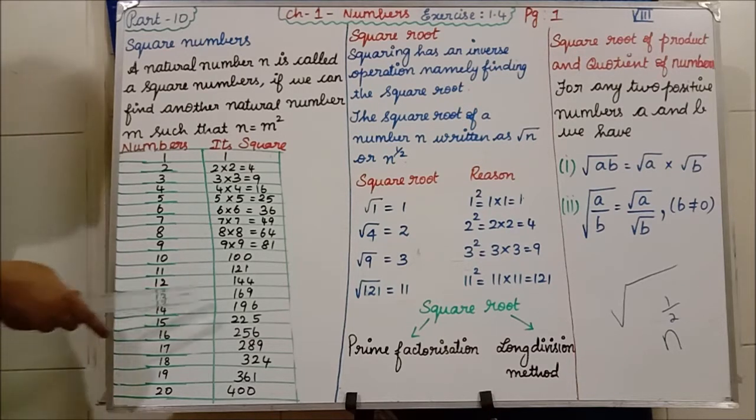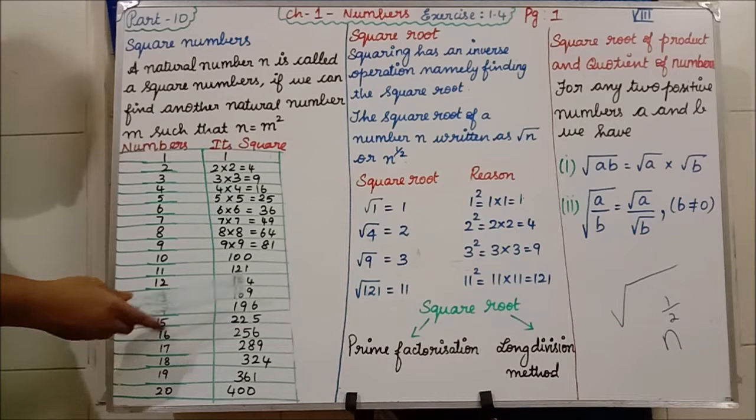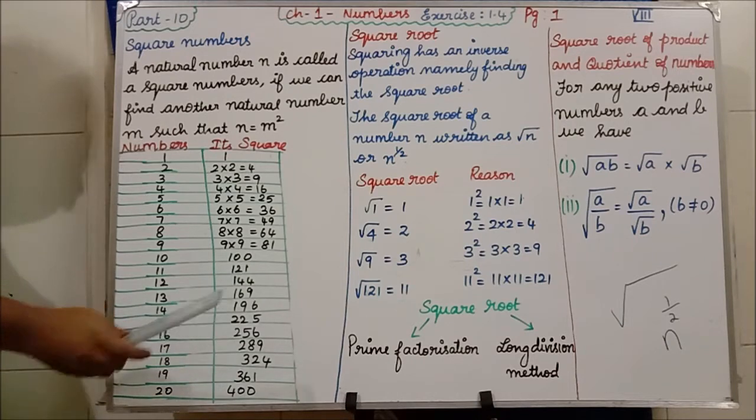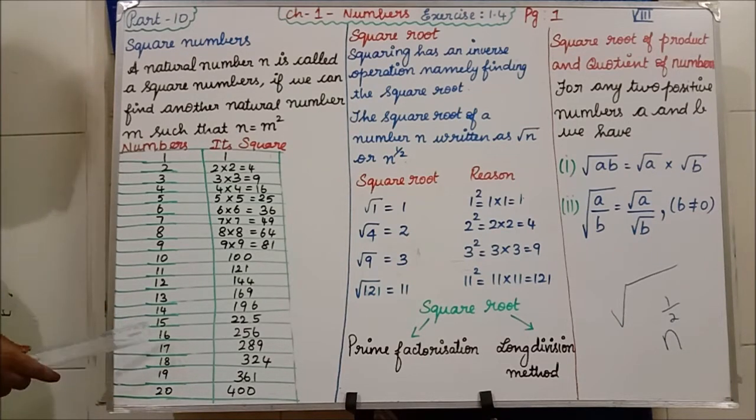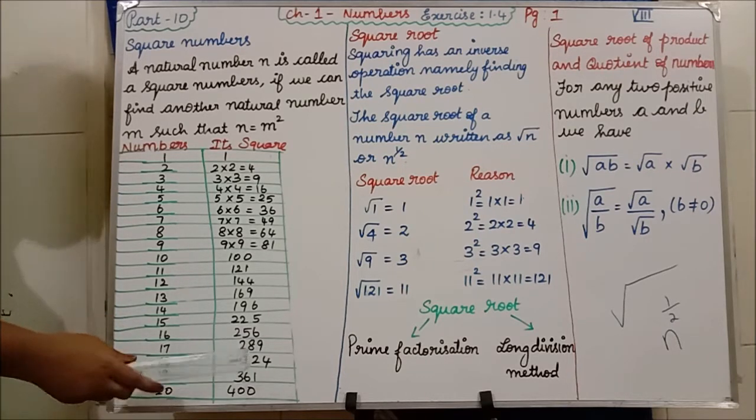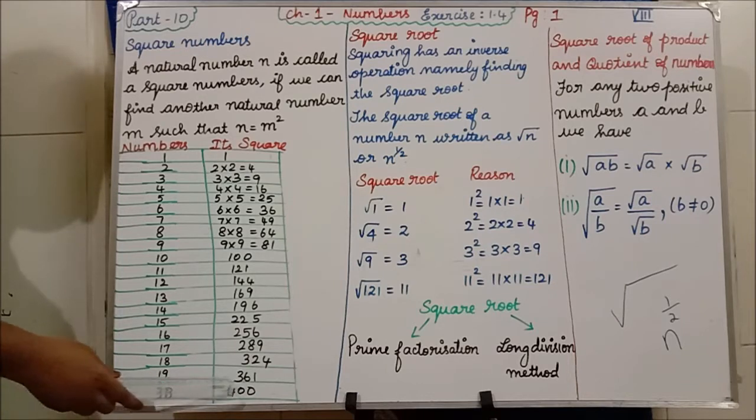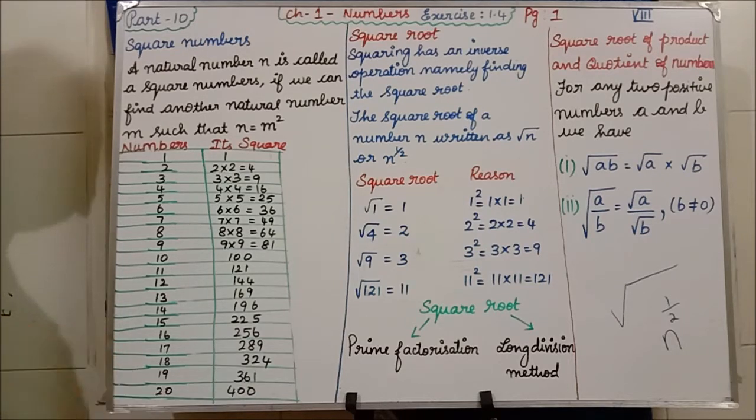Clear? 13 square means what? 169. 14 square means 196. 15 square means 225. 16 square means 256. 17 square means 289. 18 square means 324. 19 square is 361. 20 square is 400. These are the square numbers between 1 to 20.